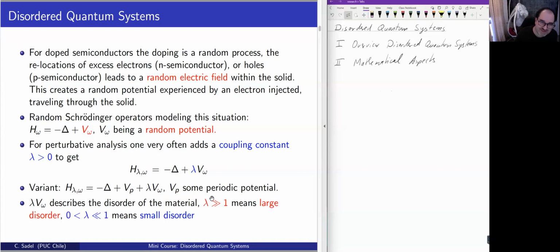And if lambda is very big, much larger than 1, then this means large disorder. And if lambda is still positive but much smaller than 1, then this means small disorder. This may feel a little bit contradictory, right? Something between 0 and 1, how can it be much smaller than 1? So this is in the sense of scales. It might be better to think of the logarithm of lambda as very big, and here the logarithm of lambda is very negative and big in that sense.